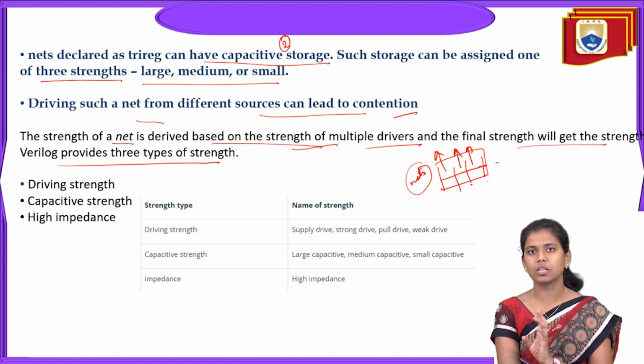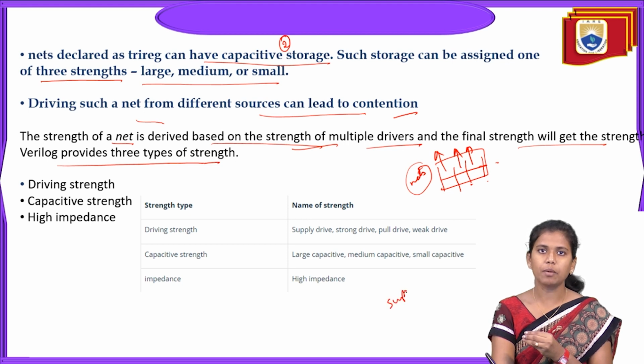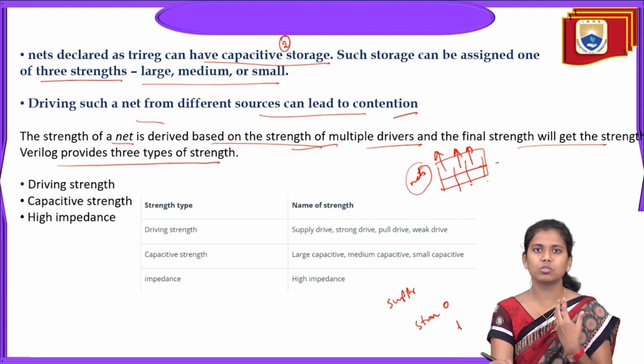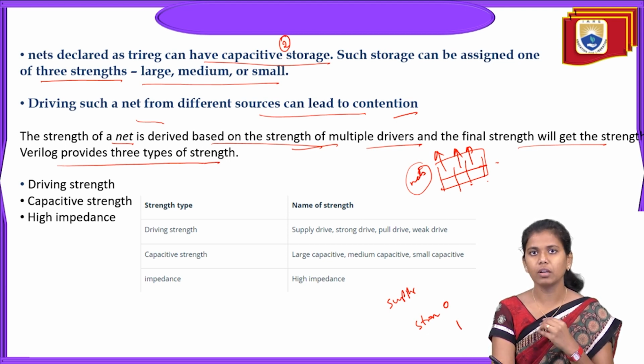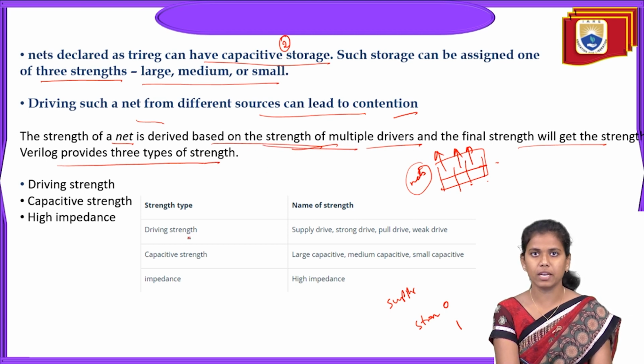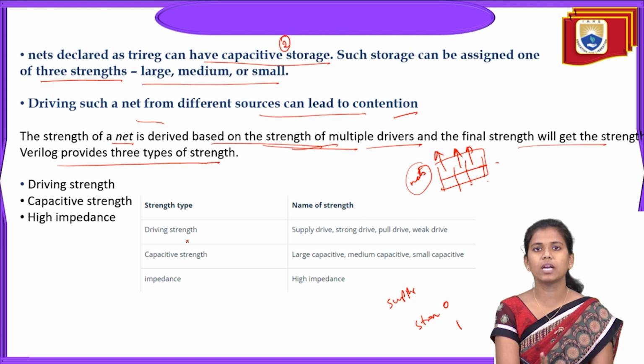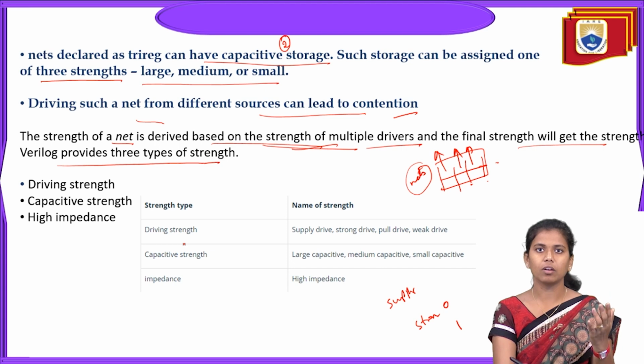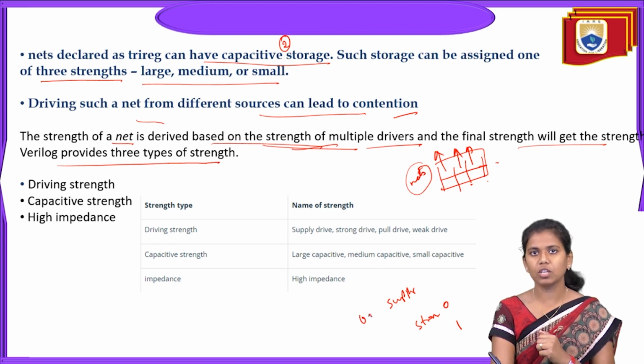One driver drives the strength of a signal, and that driven strength could be either in the supply level, or in the strong 0 level or strong 1 level. It totally depends on the driver of a net. Okay, the net driver is driving the particular strength, and that strength is based on the level he can drive. So here the strength of a net is driven based on the strength of multiple drivers. Sometimes one net driver drives the particular signal based on the strength. It could be either supply 0 or 1.